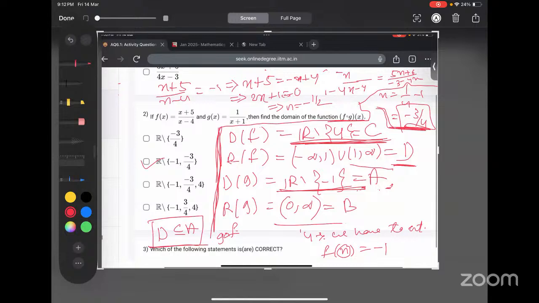Ma'am, this minus 1, where did we pick up this minus 1 from? A, B, C, D. Okay, so we need D to be a subset of A. Yeah, correct. But minus 1 is not in A, but it is in D. So we have to exclude the point minus 1. Right, you're right. Okay, comfortable now? So the final range will be R minus 4, comma minus half. Correct, yeah. R minus 4, comma minus half.